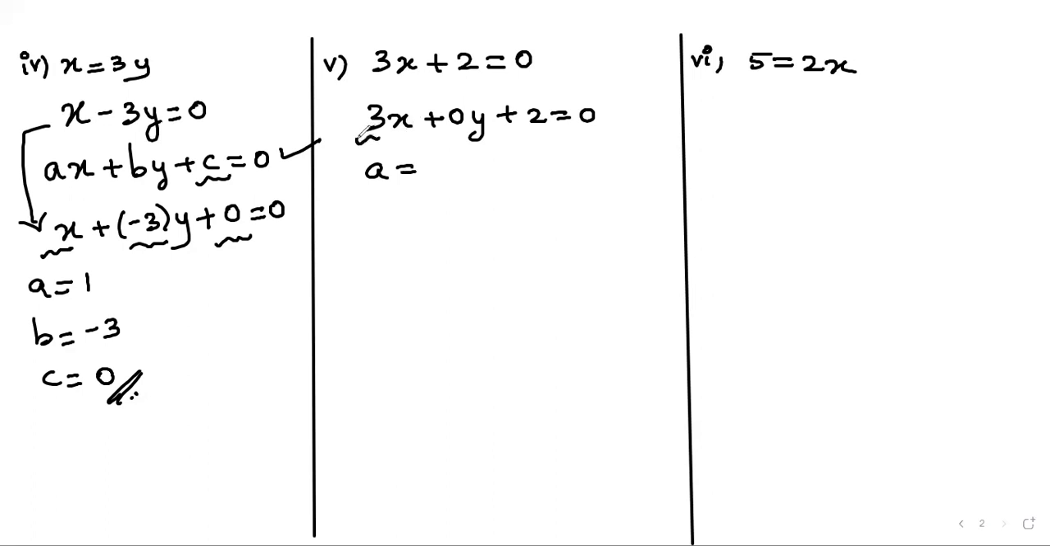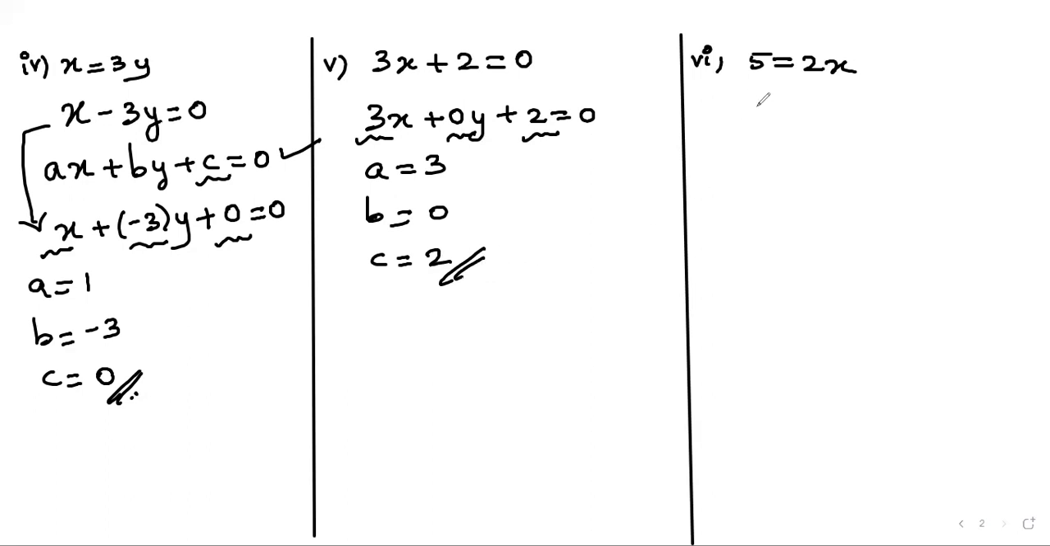The x coefficient is 3. So that is your a. What is b? The y coefficient. What is the y coefficient here? 0. And now what is c? C is the constant value, which is without x and y. So that is 2. So this is the answer for this equation.